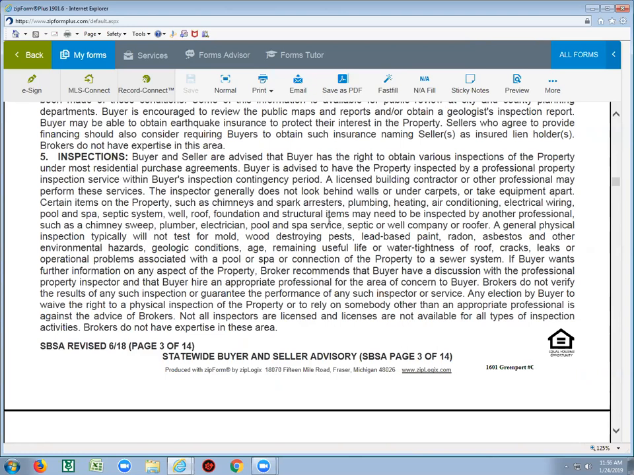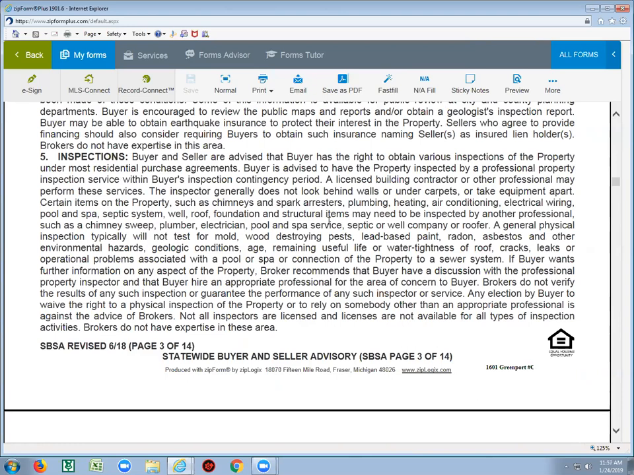The inspector generally does not look behind walls and under carpet or take equipment apart. Certain items of a property, such as chimney, spark arrestor, plumbing, heating, air conditioning, electrical wiring, pool, spa, septic system, well, roof, foundation, and structure items, may need to be inspected by another professional, such as a chimney sweep, plumber, electrician, pool and spa service, septic and well company, and roofer.